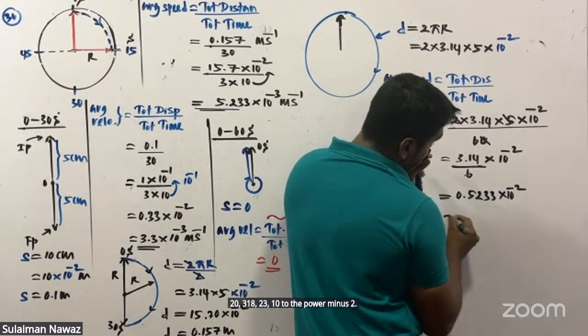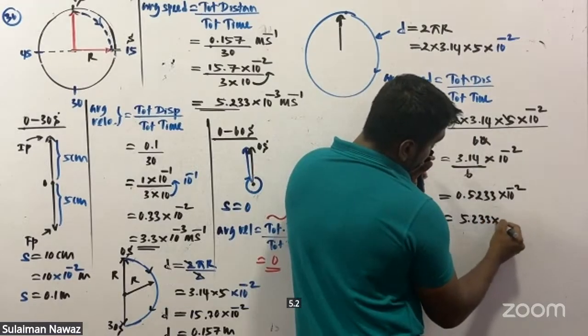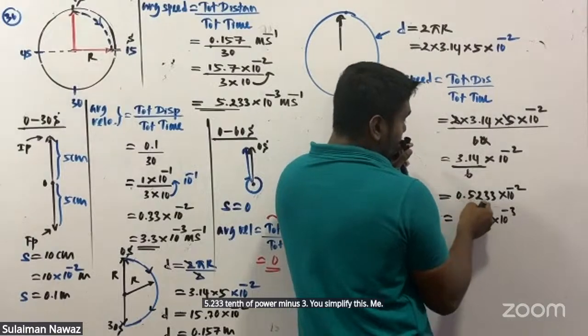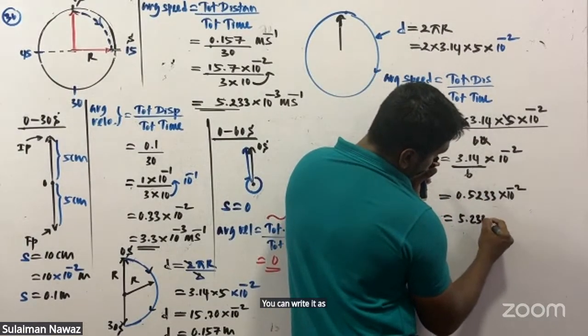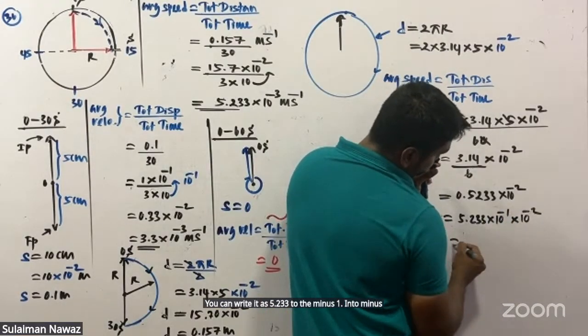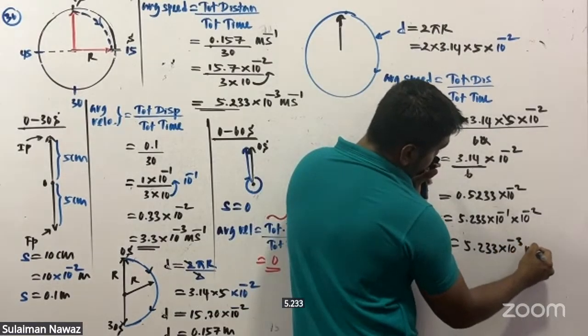When you simplify like this, 0.5233 can be written as 5.233 into 10 to the power minus 1, into 10 to the power minus 2. Finally, you are getting 5.233 times 10 to the power minus 3 meters per second. Same answer.